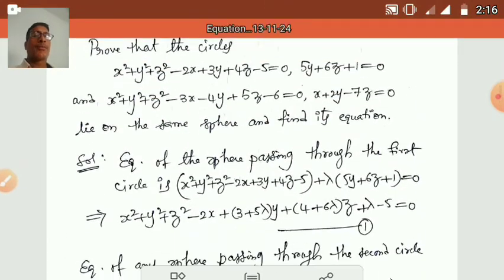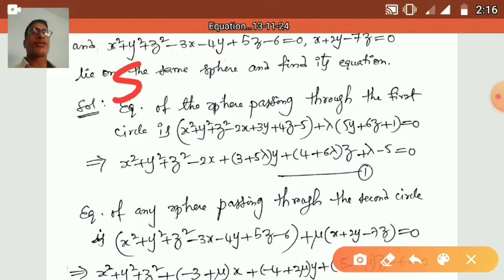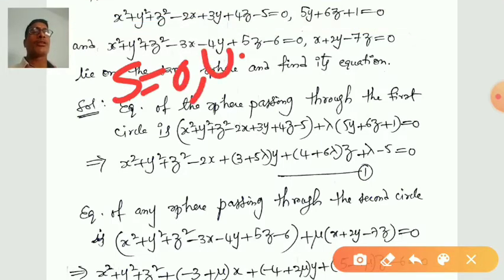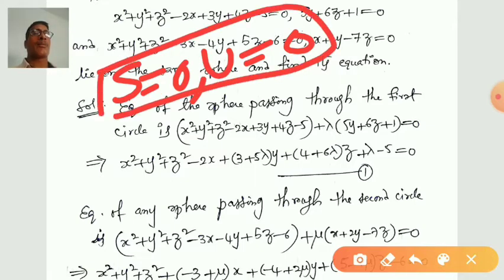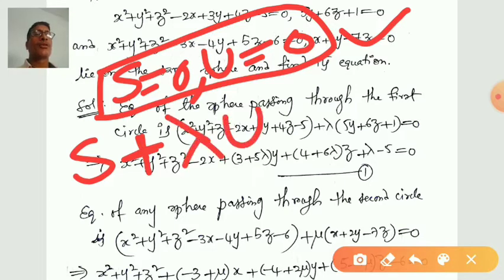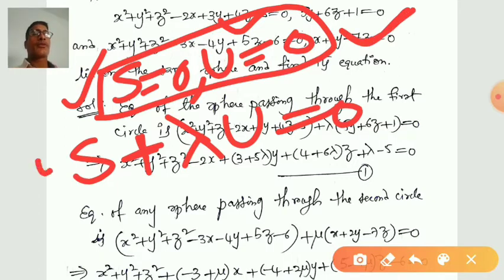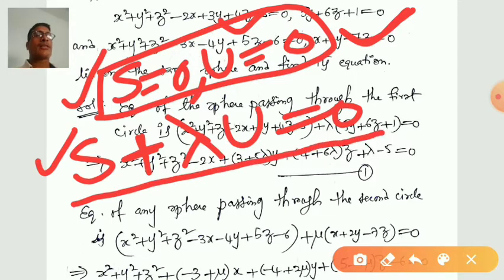I remember the principle. Whenever S = 0, U = 0 equations together represent a circle, then the equation of any sphere passing through this circle is S + lambda U = 0. This is the principle to find any sphere passing through this circle, that is S + lambda U = 0.